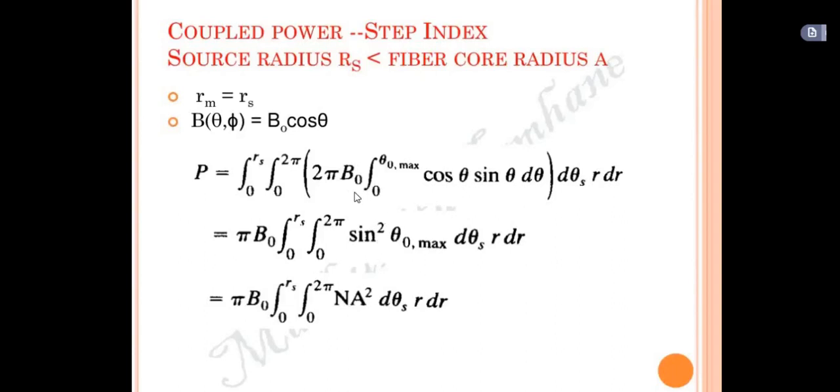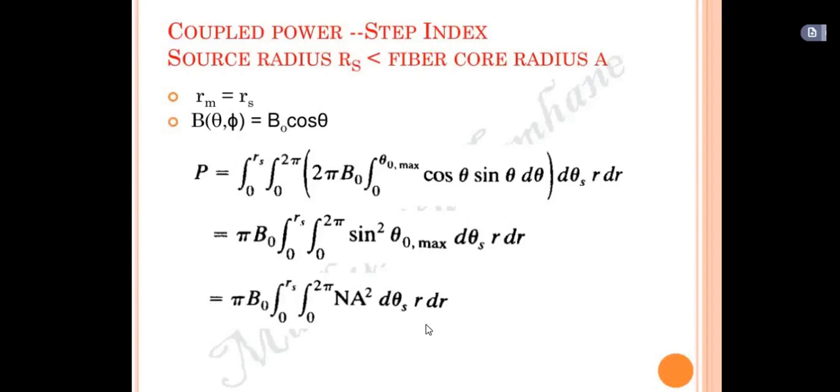If you try to integrate this whole thing, you directly get pi B naught, integrating 0 to Rs, 0 to 2 pi. This is nothing but the numerical aperture. So NA is the numerical aperture, NA square d theta into r dr. What could be the maximum value of sin theta? It should be at 90 degrees, right? At 90 degrees it should be 1. So we get NA square d theta s r dr.